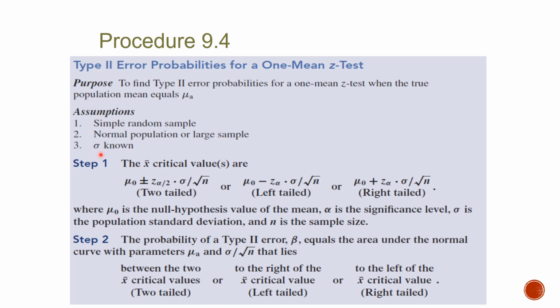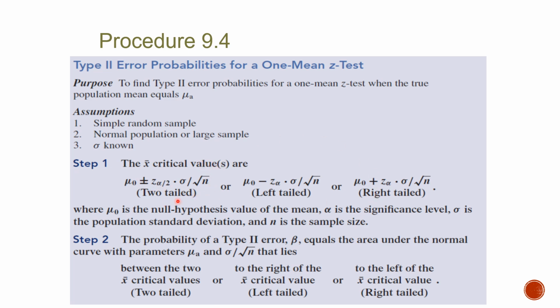And then number three is very important. The sigma must be known, because if the population standard deviation is known, then we can use the Z procedures for our test. All right. Now, step one is to find the X bar critical values. That means we use our alpha values to find the corresponding z value first, and then once we know our z value, we have to find a corresponding sample mean that goes with that critical value. And there's a formula for that.